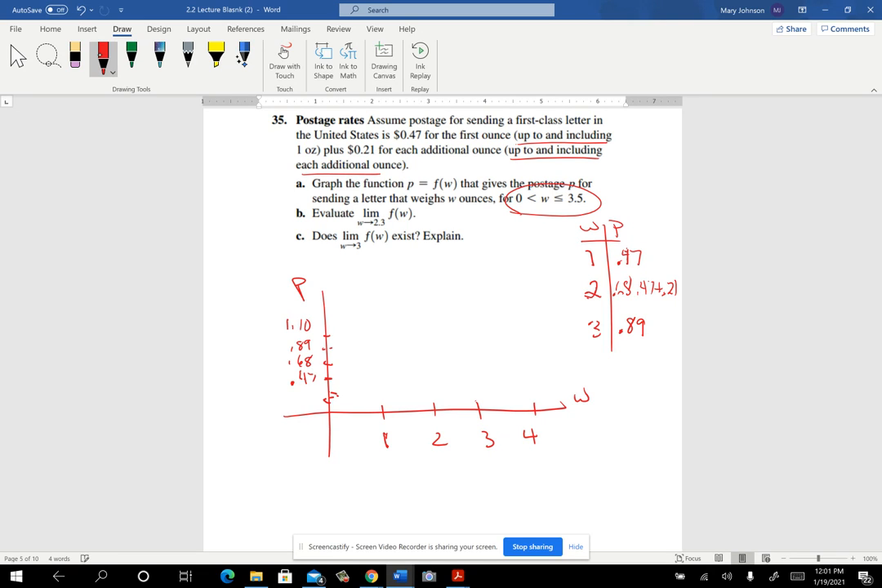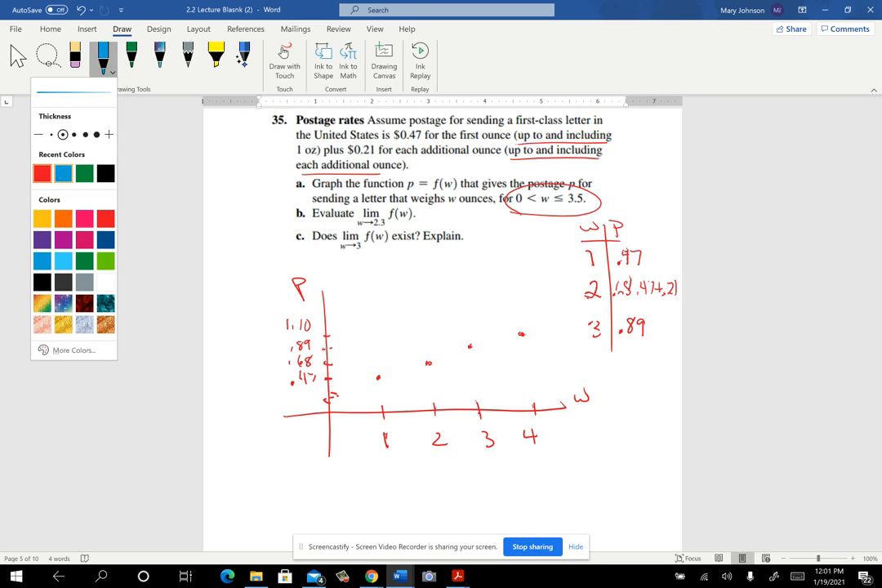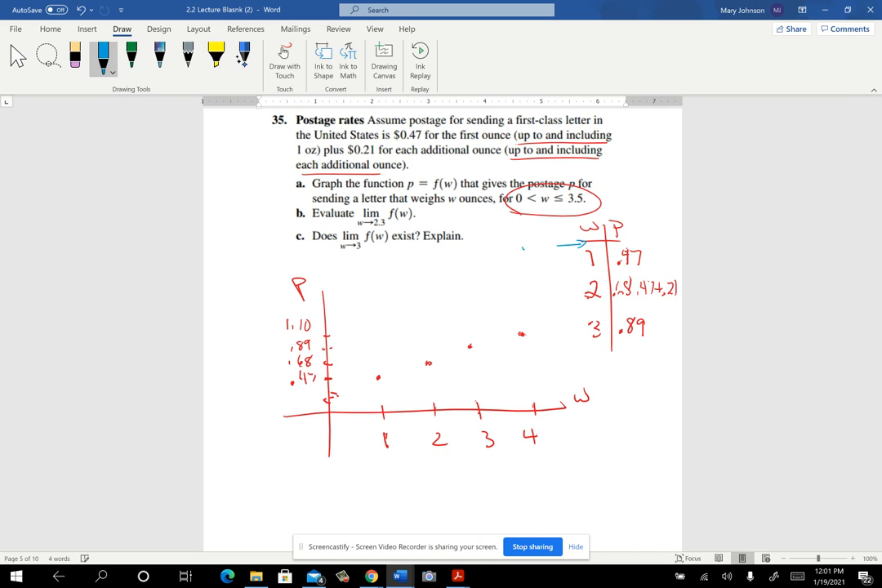All right, so 1 ounce, 47 cents. 2 ounces, 68 cents. 3 ounces, 89 cents. If I did 4 ounces, it'd be $1.10, wouldn't it? Okay. But just having a line connecting those doesn't really convey what's really going on. So let's go ahead and put in some half ounces. So what if in here we had a 0.5, a half of an ounce?